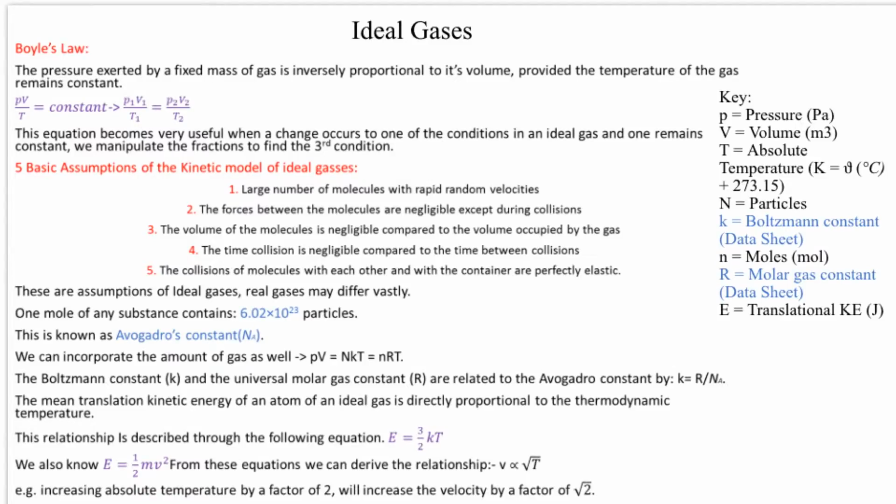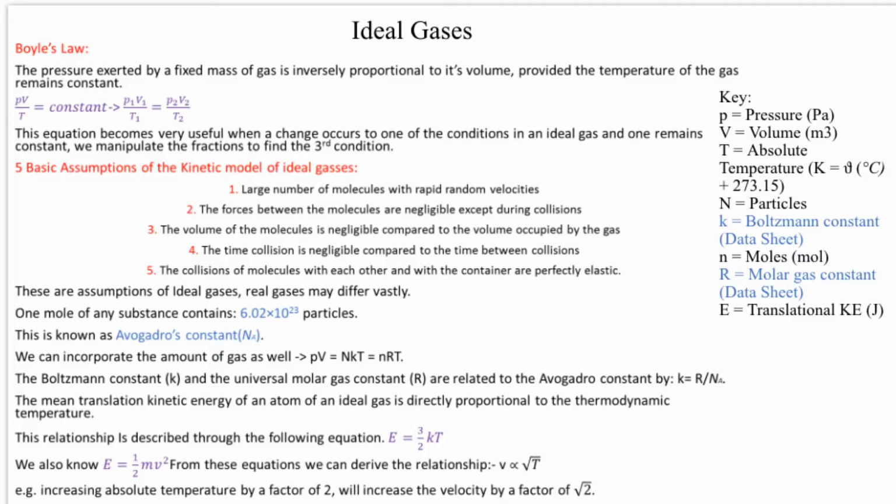Ideal gases. Boyle's law is a law we should be familiar with. It states the pressure exerted by a fixed mass of gas is inversely proportional to its volume, provided the temperature of the gas remains constant. From this, we can get the equation PV over T equals constant. This equation becomes very useful when a change occurs to one of the conditions in an ideal gas and one remains constant. We manipulate the fraction to find the third condition.